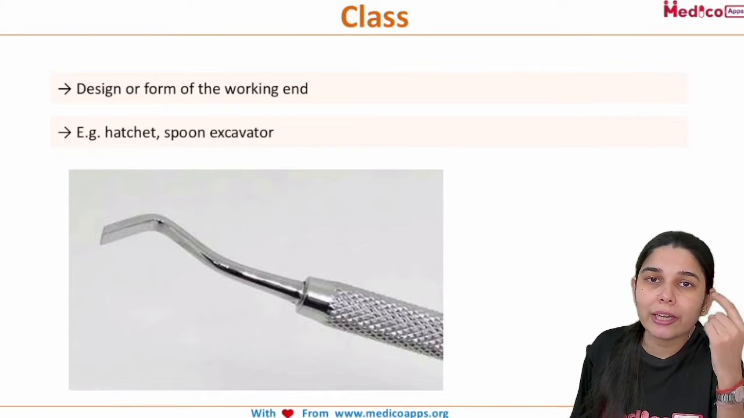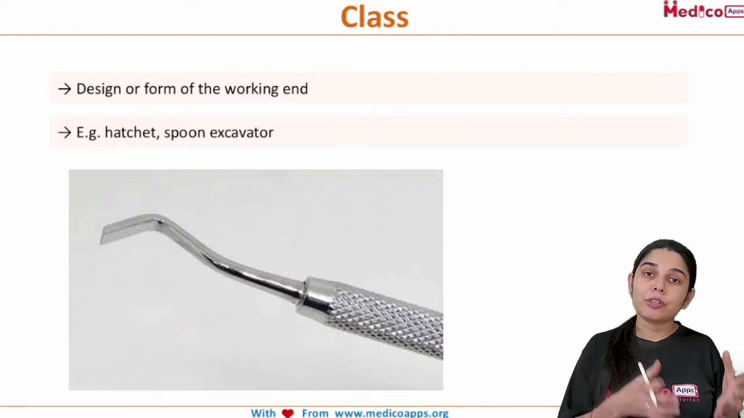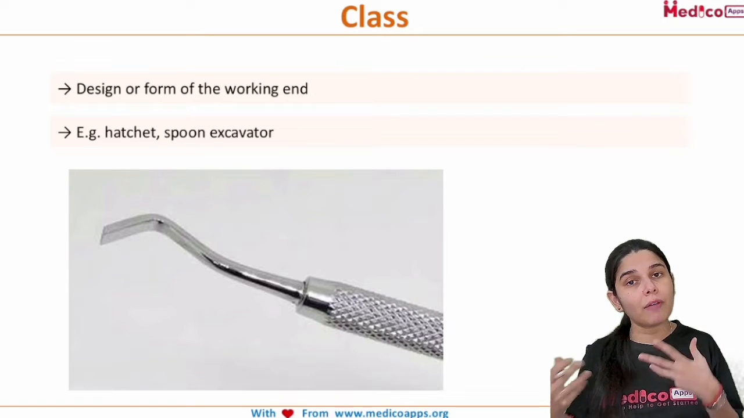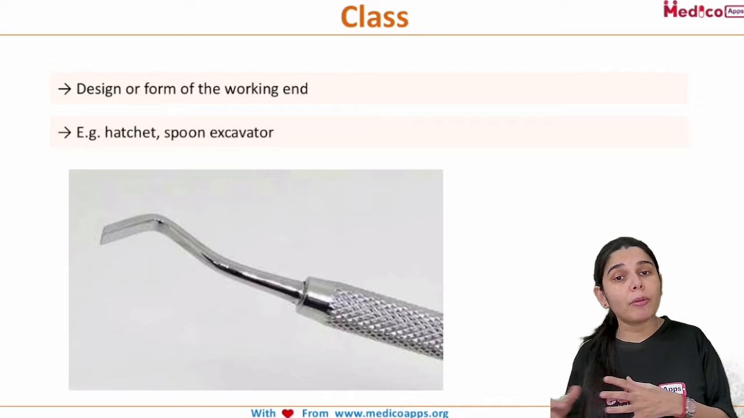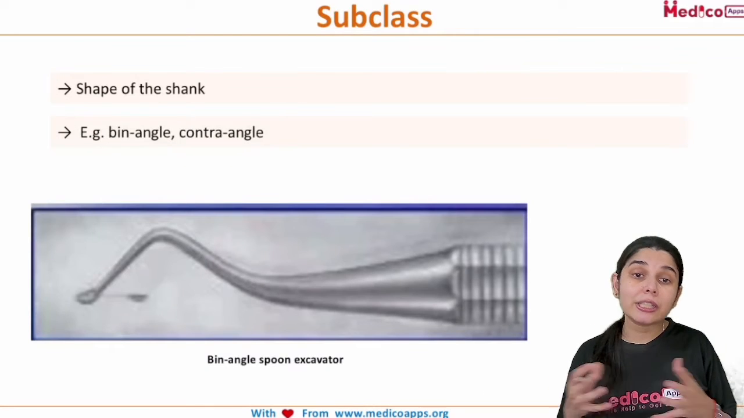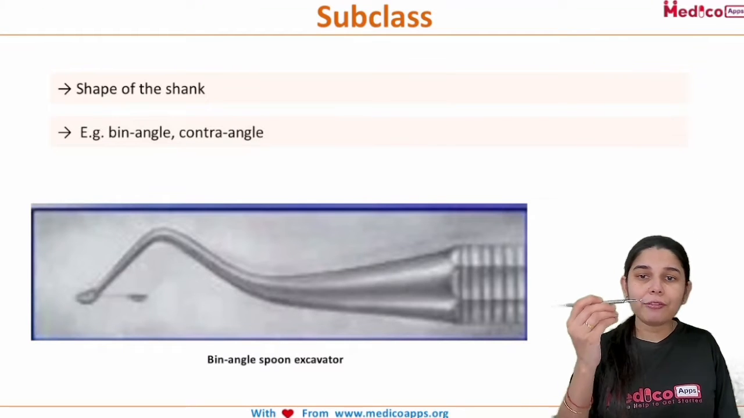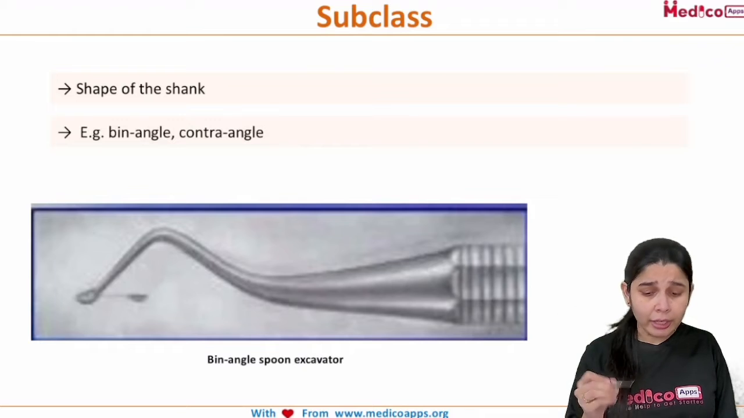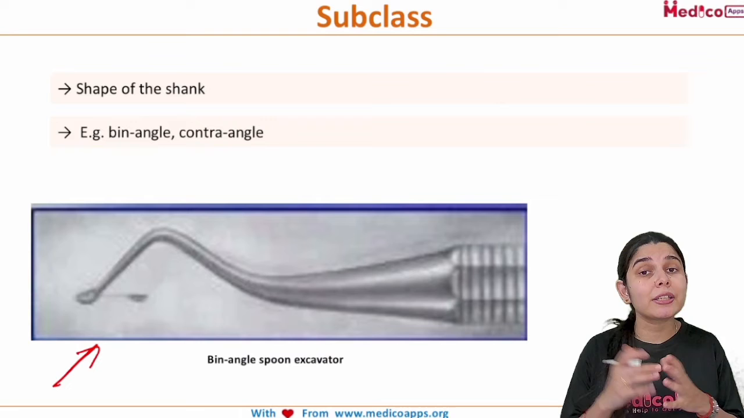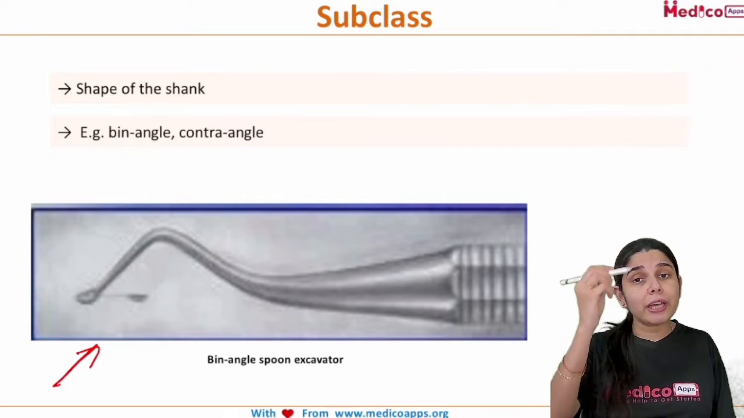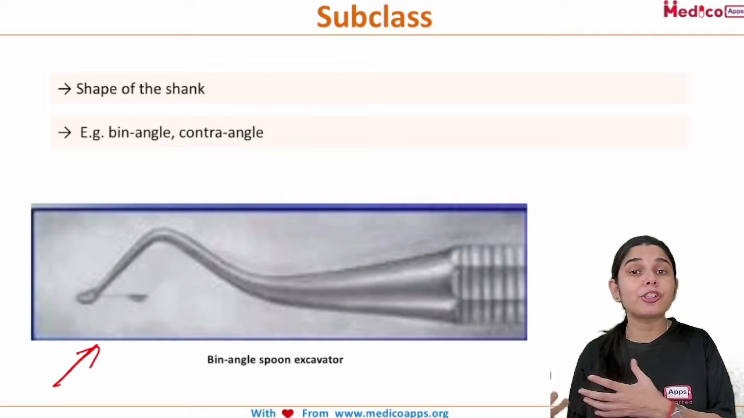So what was order? It was function or purpose of the instrument. Second one was suborder, the position, manner or the use of that instrument. The third one is class, which means the design or form of the working end. And lastly comes the subclass. Now subclass means the shape of the shank. So again, if you take this example, certain instruments have certain angles as they are helpful in the basic function of that instrument.